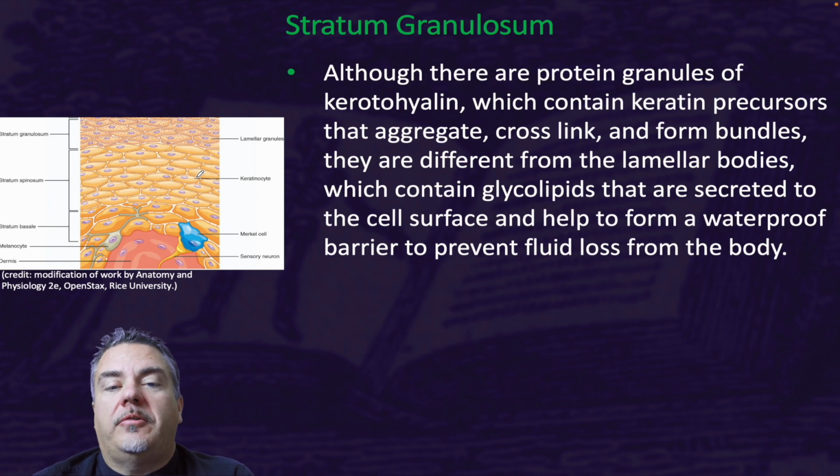Although there are protein granules of keratohyalin, which contain keratin precursors that aggregate, cross-link, and form bundles, they are different from the lamellar bodies, which contain glycolipids that are secreted to the cell surface and help to form a waterproof barrier to prevent fluid loss from the body.